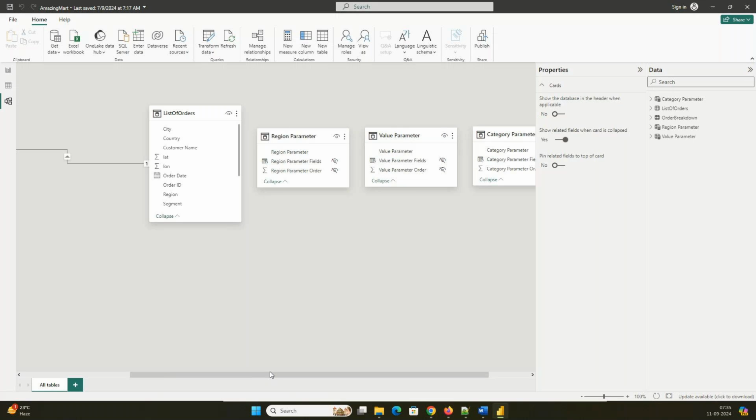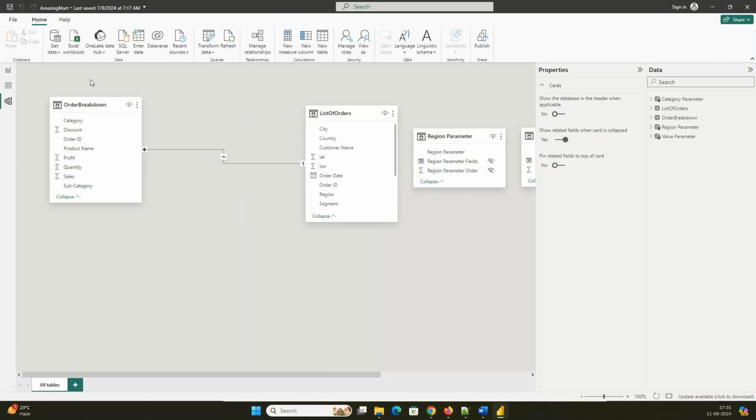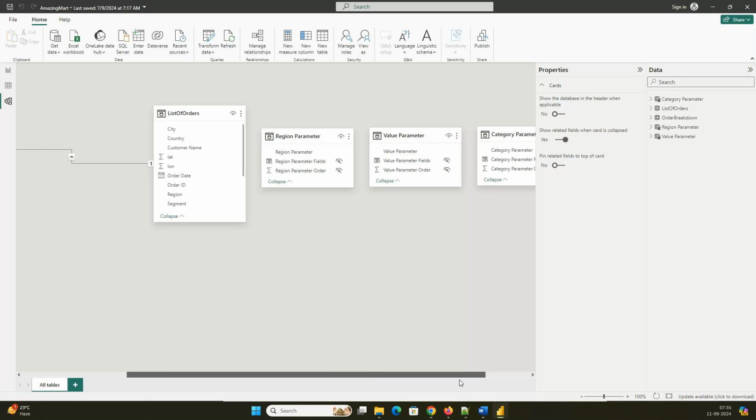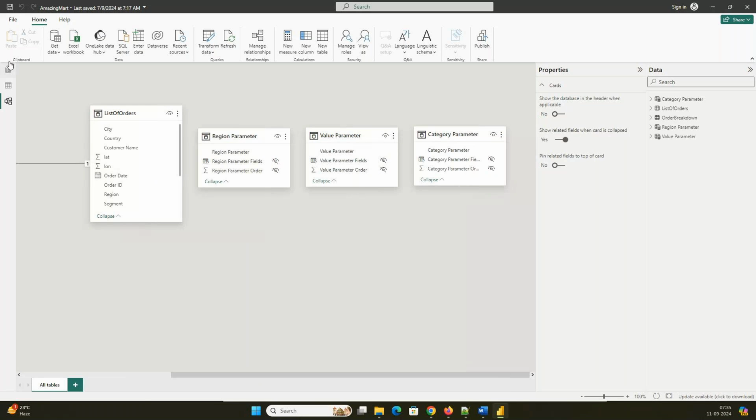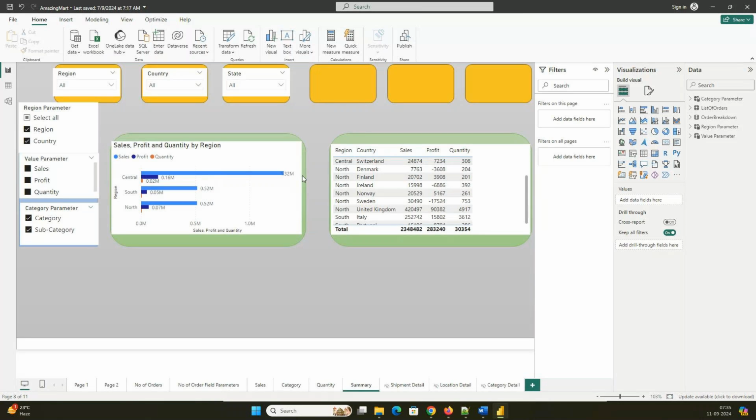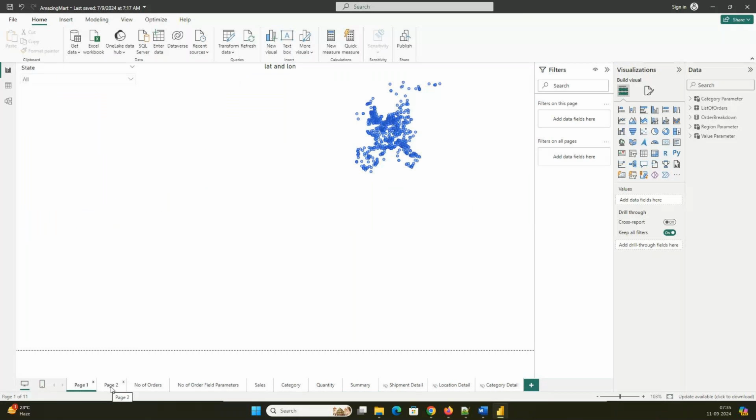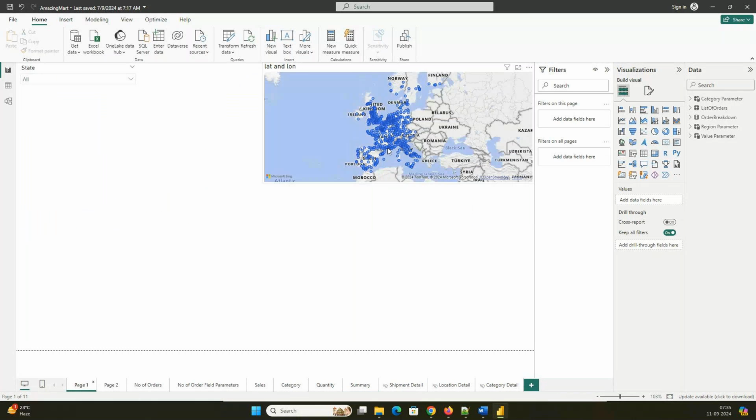If you go to your model view, you see, how did we connect all this? How did we transform data? All these details will be available. And if you see latitude, longitude, which region, which country, what is the sale?